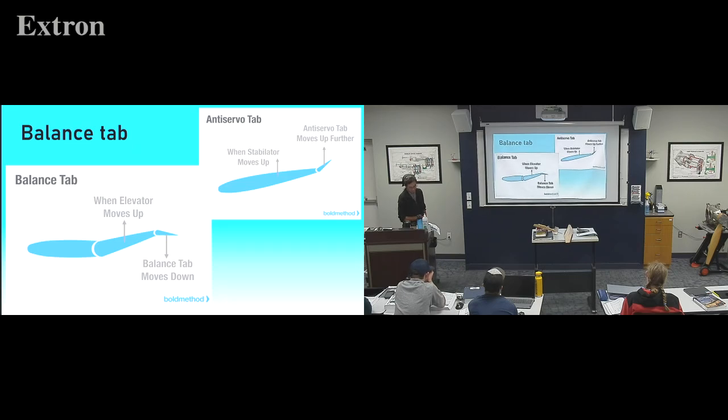And yes, it'll be opposite the direction of the control surface. So an anti-servo is sometimes called an anti-balance tab. You may hear that. So these you can think of as opposite.